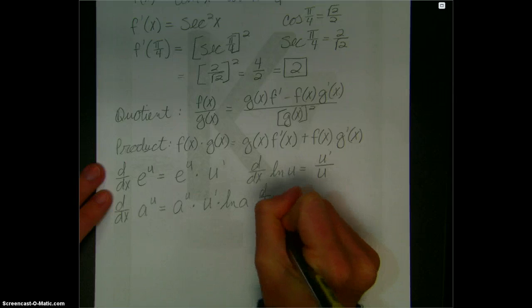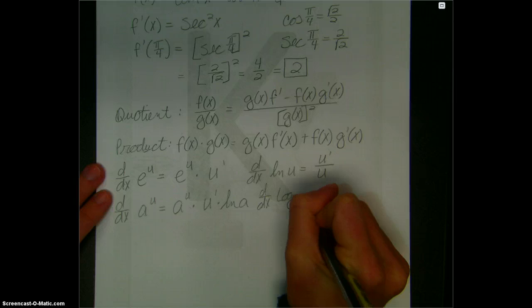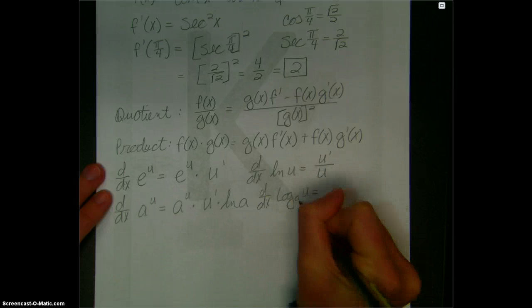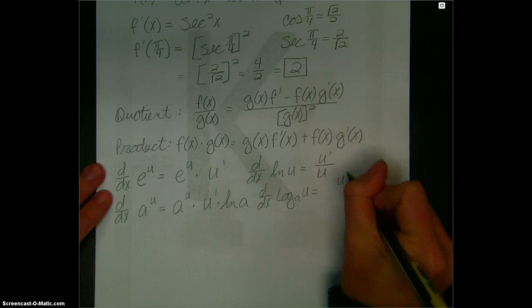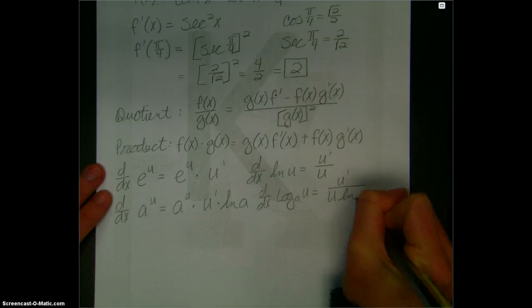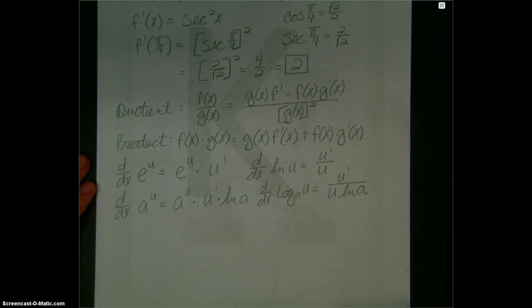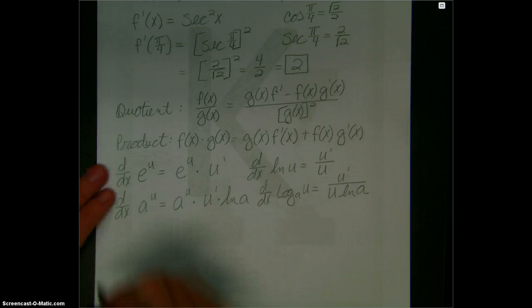And then the derivative of bases other than e, so that's going to be the log base a of u. So any other base than e that you would have right here is still going to be u prime over u, but then we need to multiply by the natural log of a down there. So those are really the derivative formulas that you'll need to know for the test, along with the power rule and the chain rule, which we're a little bit more used to using.